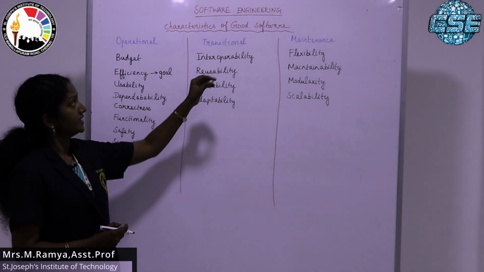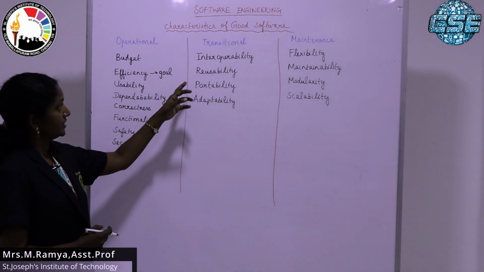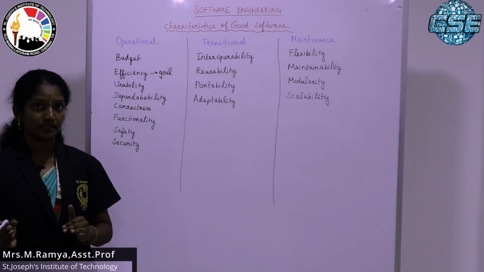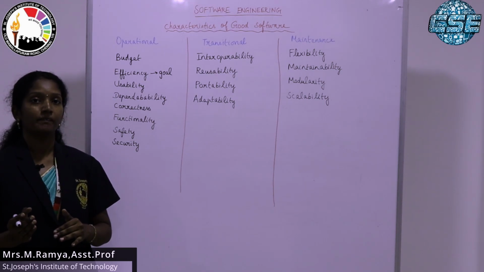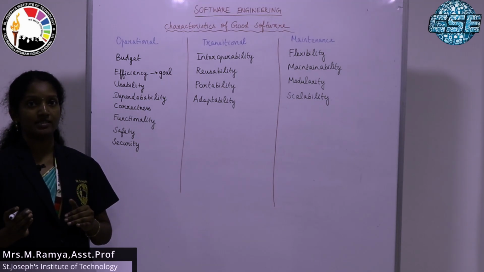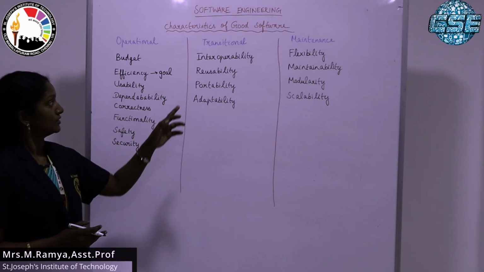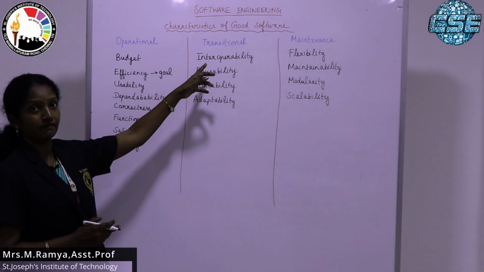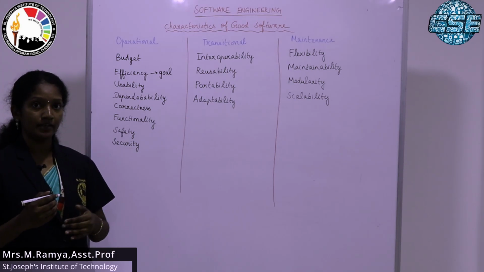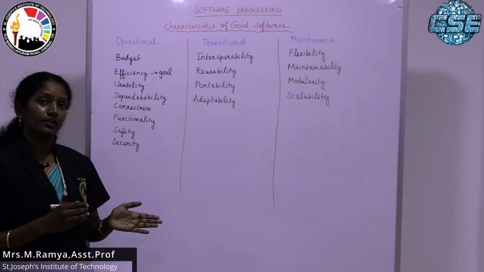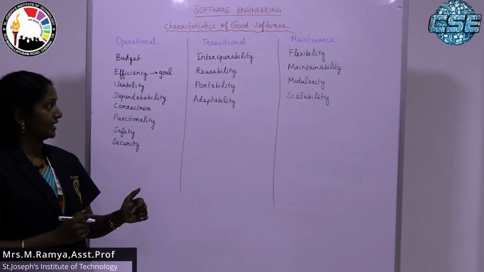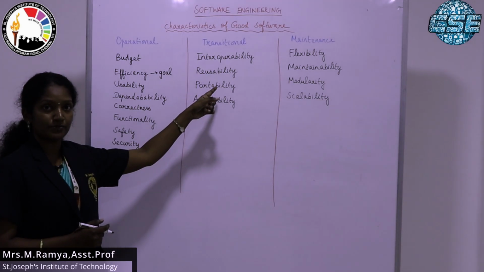And next, let us see the transitional characteristics. Here number one is interoperability. What is meant by interoperability is nothing but exchange of information. When you exchange information between softwares, the information should be exchanged without any defect or loss. That property has to be achieved in software engineering. And then reusability. The software which you are creating should be used again and again. After you make some modifications, you should be able to reuse the software. In such a way it has to be created. So that is the next characteristic, reusability.